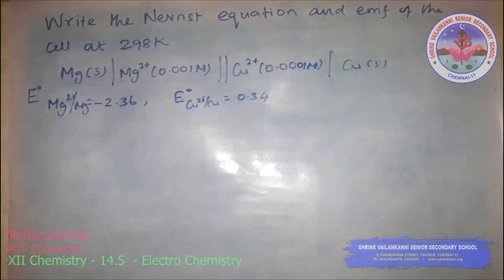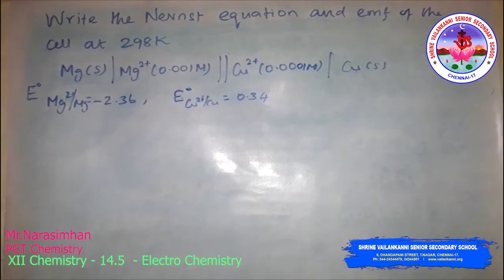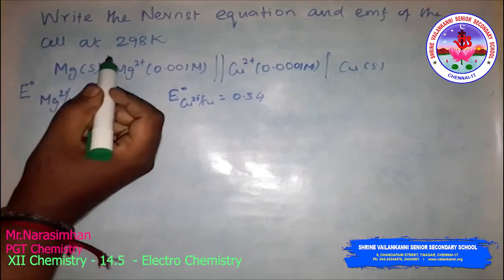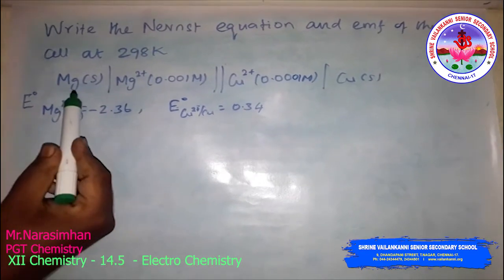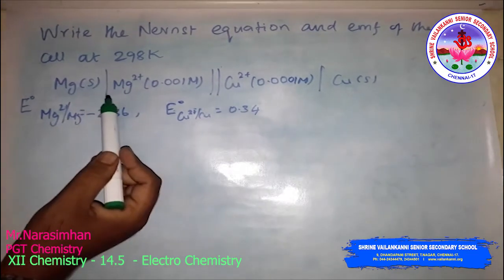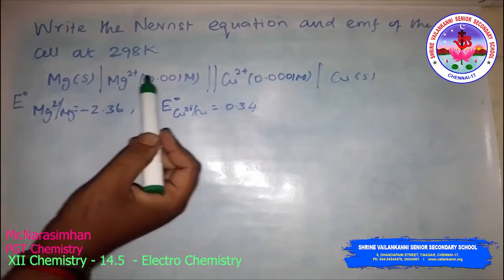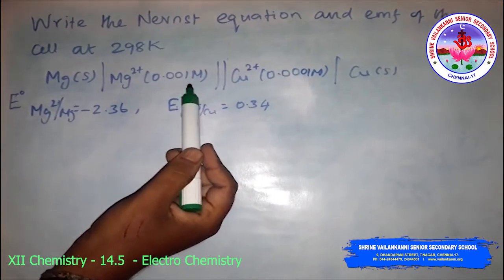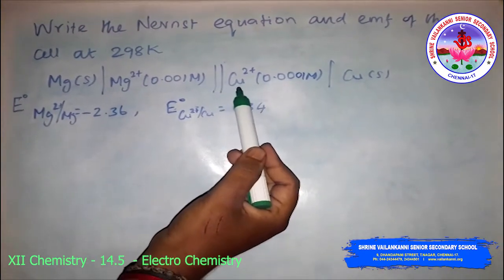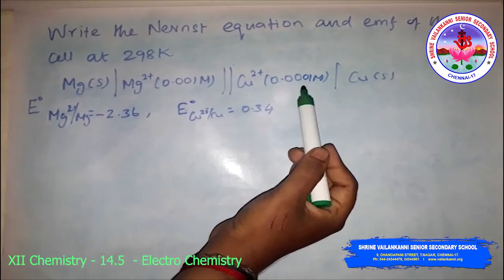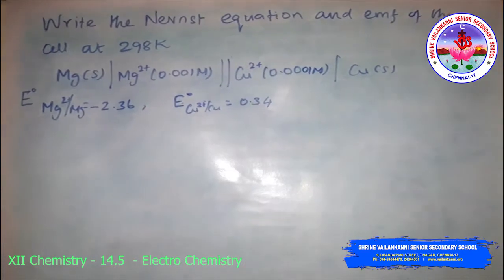Look at this problem. Write the Nernst equation and EMF of the cell at 298 Kelvin. So this is the cell reaction: Mg solid, single line, Mg2+ having a concentration of 0.001 molar, and double line Cu2+ 0.0001 molar concentration and Cu solid.